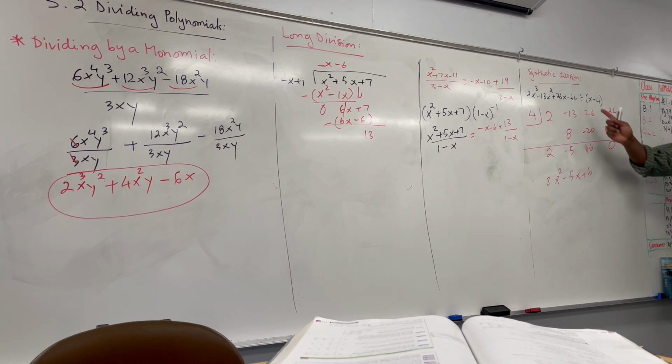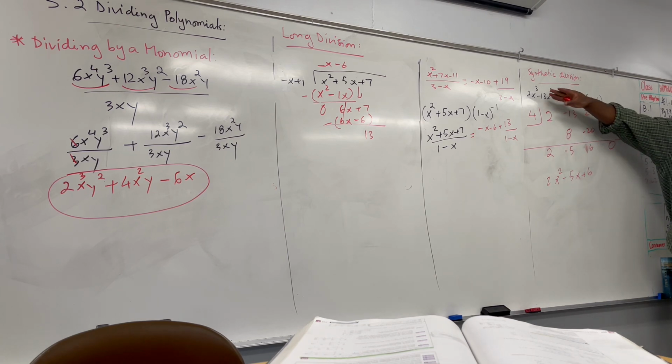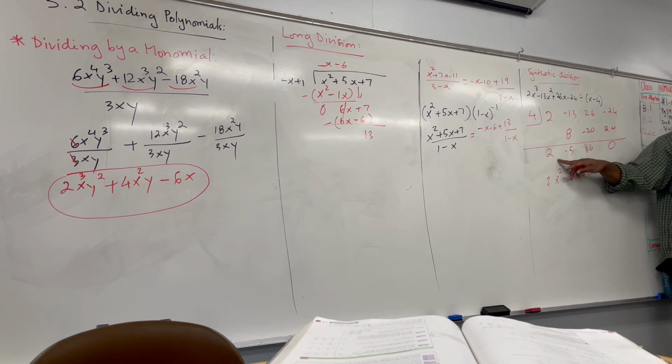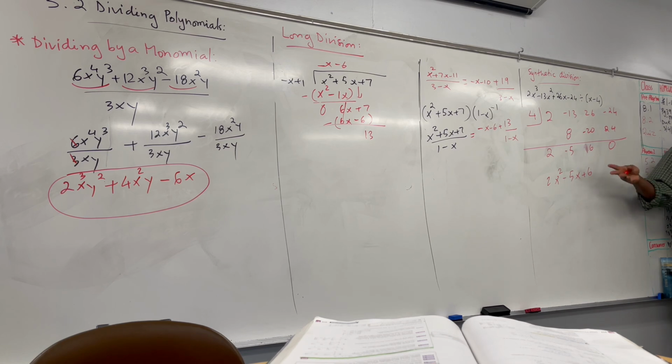So basically, when you divide this into this, this is what you get, right? You always go one exponent down once you get your result, okay? The remainder is 0. So we're going to do a little more of these, and then you're going to get the hang of it.